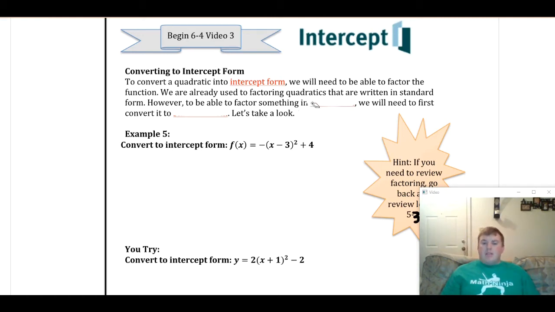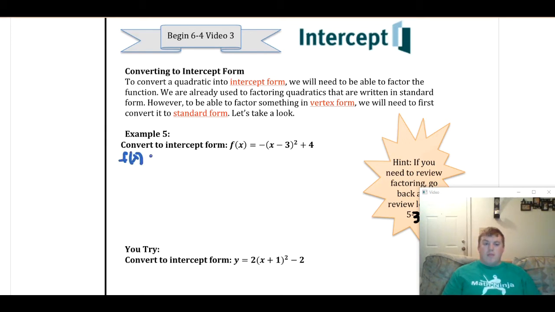But to be able to factor something that is in vertex form is something that's a little bit new to us. And actually, to be able to do that, we will first need to convert it into standard form, which we talked about in video 1. So what I'm going to do is I'm going to do example 5, and I'm going to convert this first from vertex form into standard form.